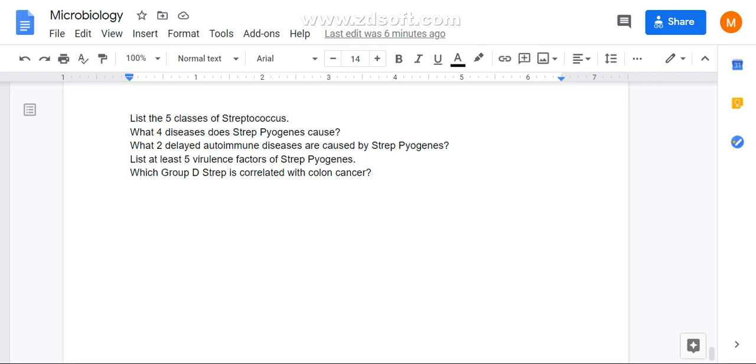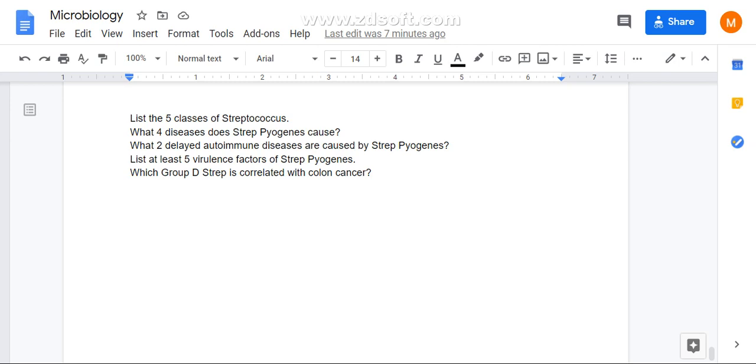Okay. So scarlet fever, pharyngitis, toxic shock syndrome. What else? Skin infection, right? Those are the four diseases. So you guys already answered the second question. The second one would be rheumatic fever.